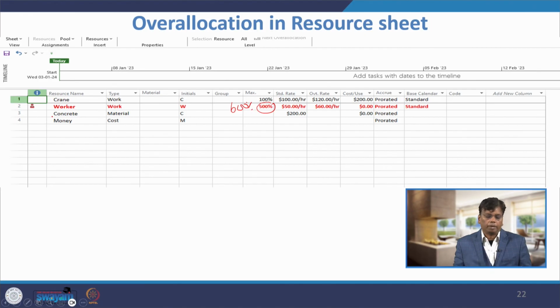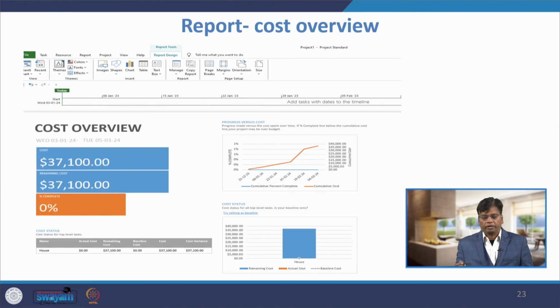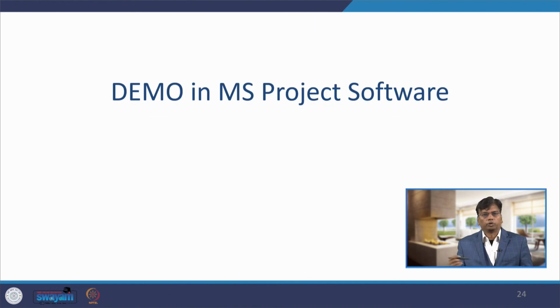Then this will be managed. So, finally, Microsoft Project provides a lot of reports that we can generate. When you go to the report options, you can select the cost overview. That will provide the details about the reports. Now, we will go to MS Project. I will explain the demo of how to do the resource allocation.